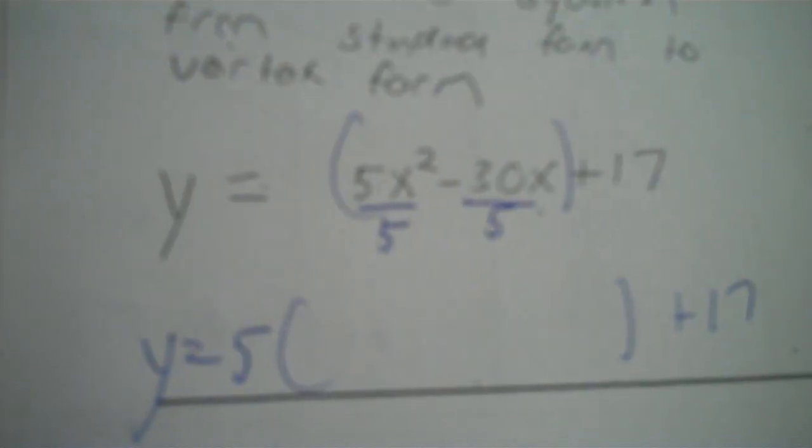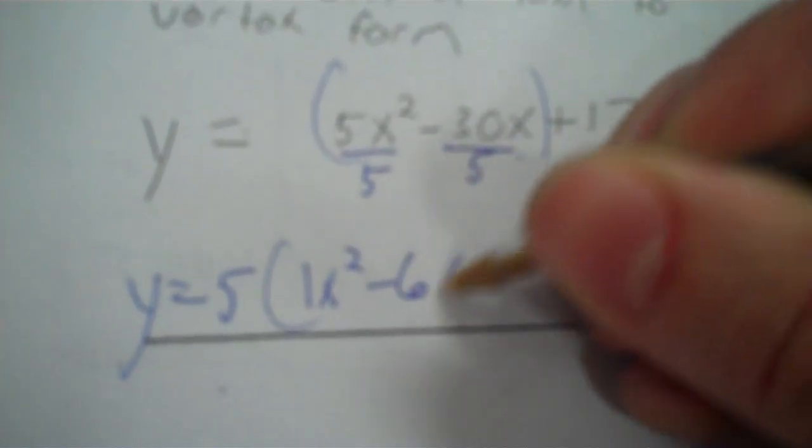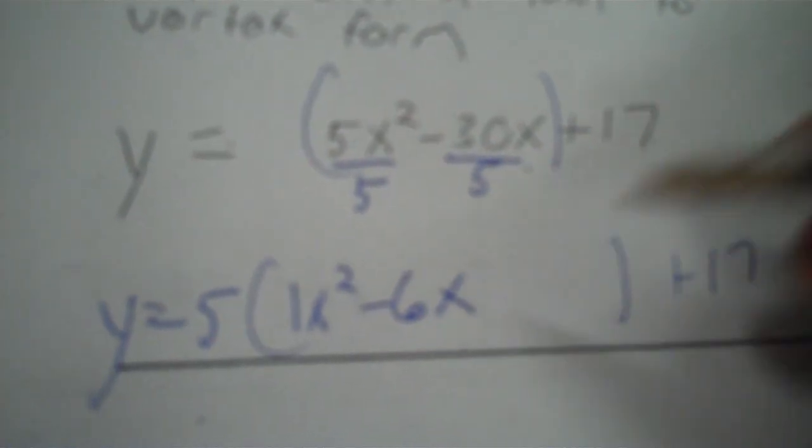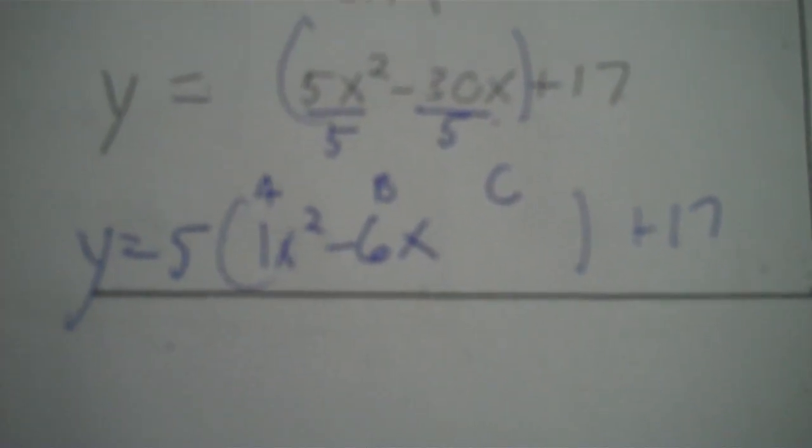So what you do is you place this 5 out here. Then you divide this and this by 5, okay? Both of them divide, not 5x, because we want it to stay x second and x. So it's 1x to the second minus 6x, and then I leave this empty because this is my A, this is my B. Now it's time for me to find what my C is going to be, okay?